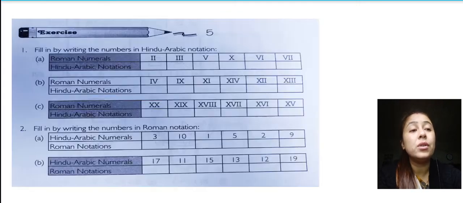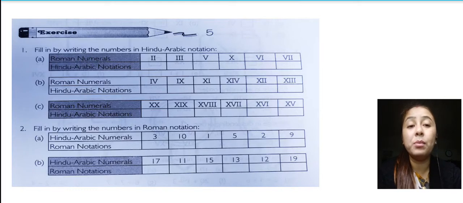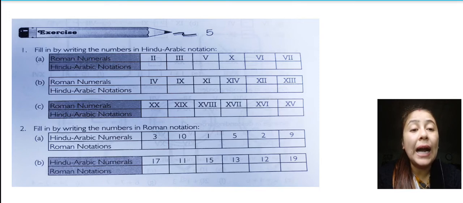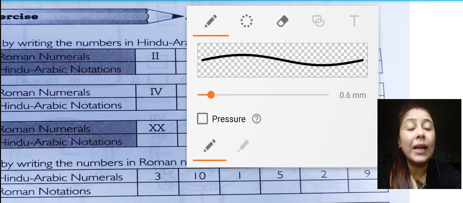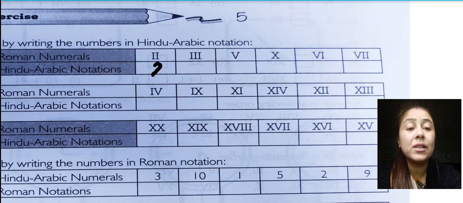Okay, so we will do the sums now. We will do the sums from Roman numerals. So this is Exercise 5. First one, see II. What is the meaning of II? You know, the value of II is 2. So here you will write 2.